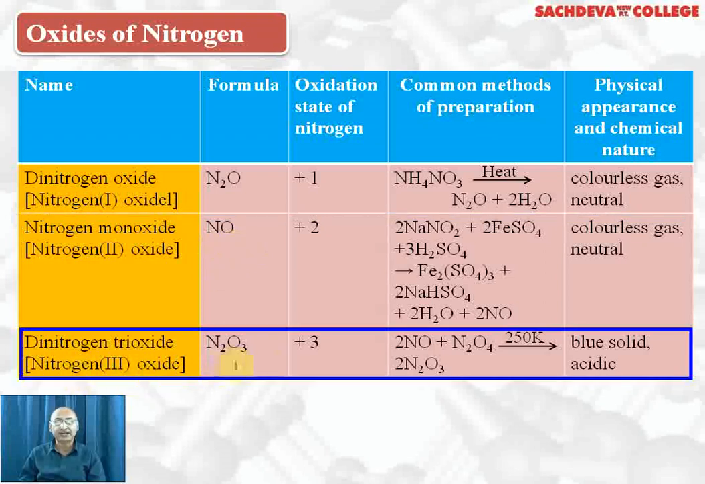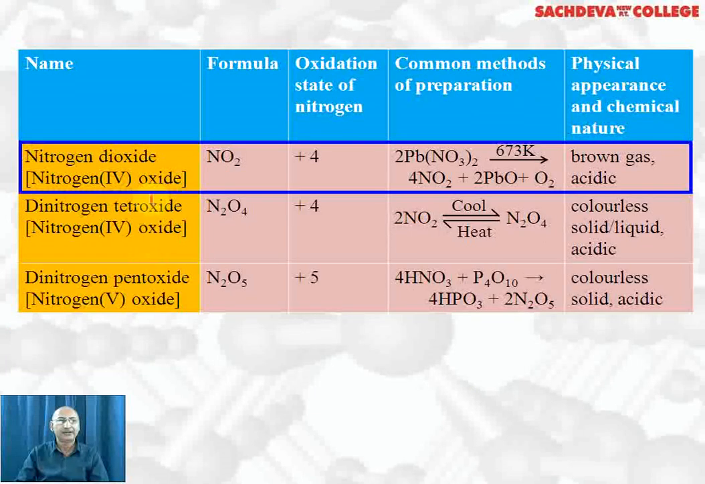Dinitrogen trioxide, N2O3, oxidation state is +3. NO plus N2O4 react together to form 2N2O3. It's a blue colored solid, acidic in nature. Nitrogen dioxide, NO2, oxidation state is +4. It is obtained by heating lead nitrate, which gives nitrogen dioxide, which is brown in color, plus 2 PbO plus O2. It is a brown gas and acidic in nature.